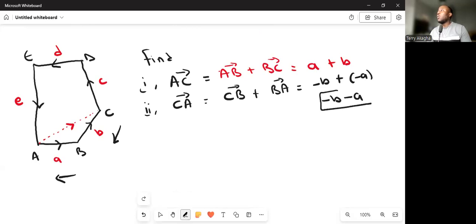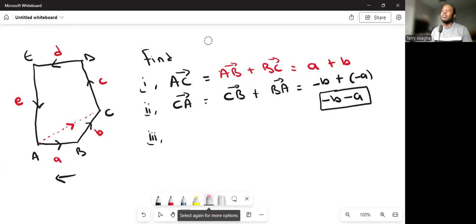Okay? If we're going in the other direction, you need to be very careful. Remember, vectors talk about both magnitudes and what? And directions, okay? Good. So let's go for another one. Let's assume we're asked to find vector AD.